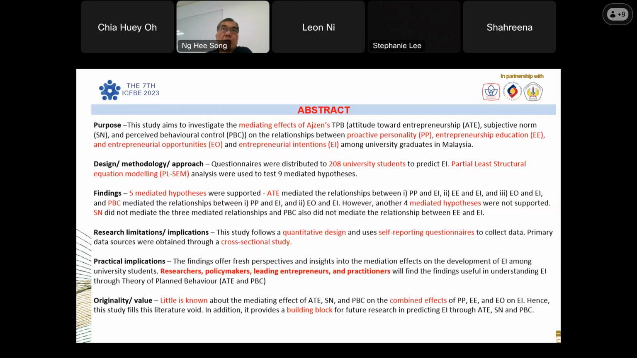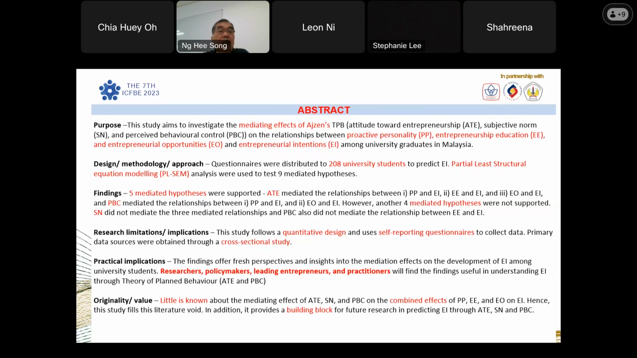Because we do not know who actually filled out the questionnaire, if you can, definitely it's good to have some form of qualitative study to enhance the confidence of the finding, through the process of triangulation. Okay, so here my data source is only primary source based on cross-sectional data. So there's an implication for researchers, policymakers, leading entrepreneurs, and practitioners.